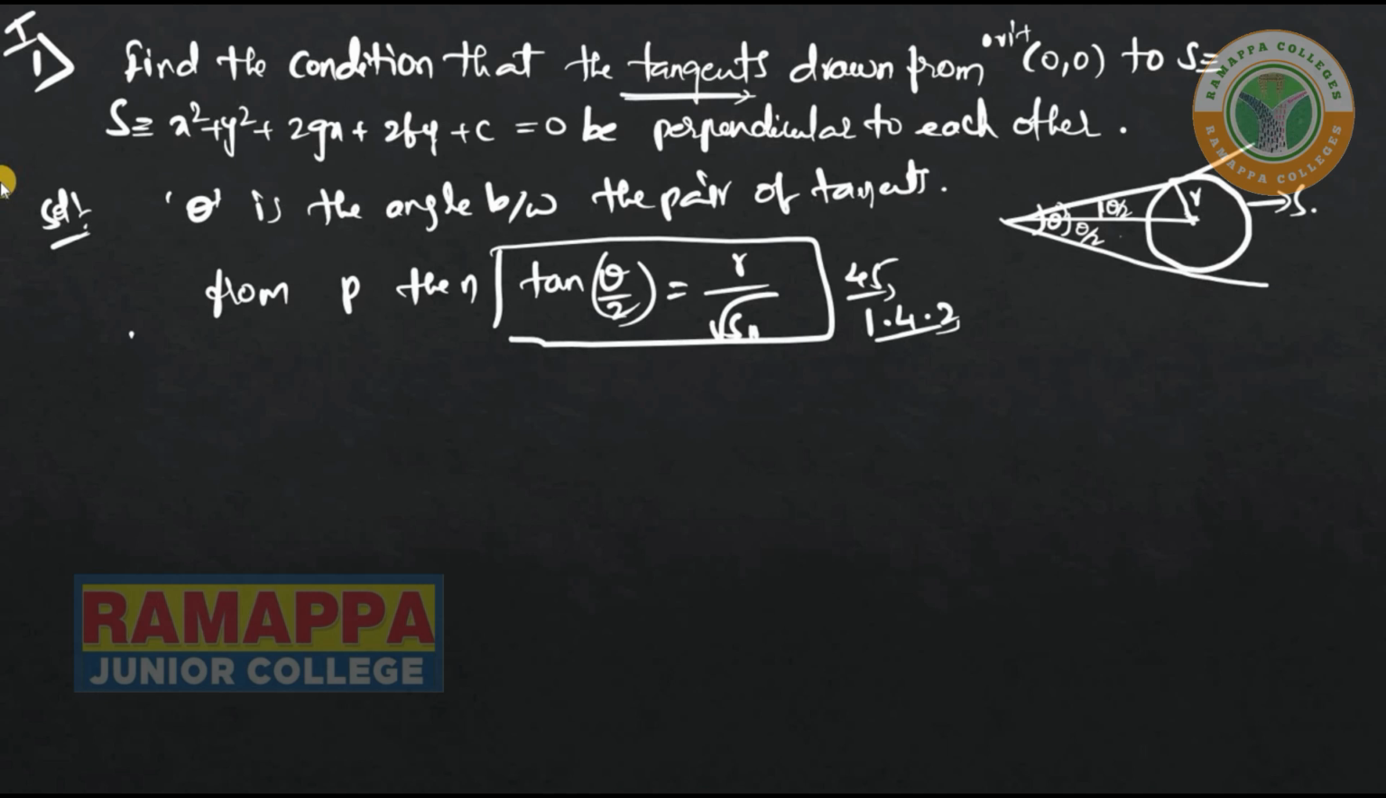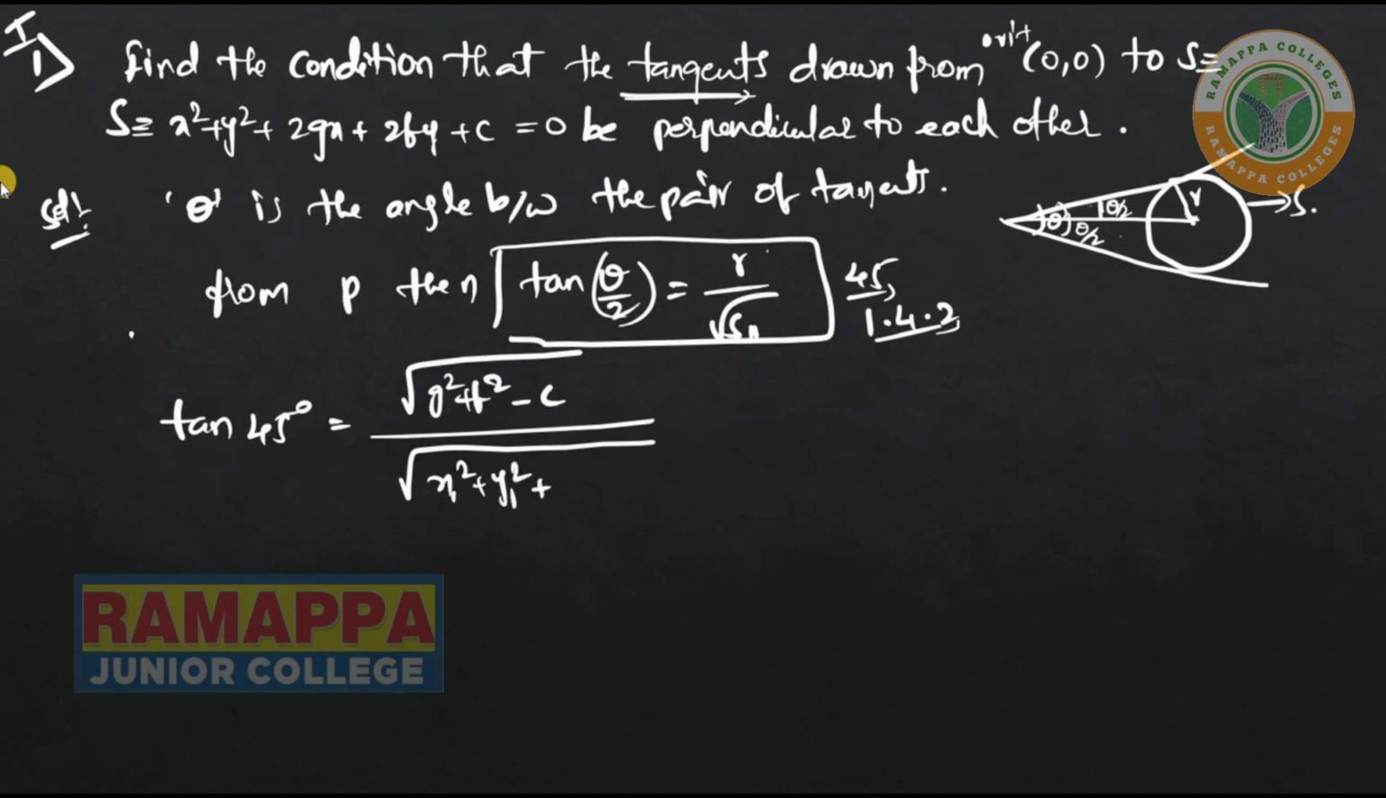Here theta is equal to 90 degrees, as with a right angle, so theta by 2 is equal to 45 degrees. Tan(theta/2) becomes tan 45 = r / √S11, where r = √(g² + f² − c) is the radius of the circle, divided by √(x1² + y1² + 2gx1 + 2fy1 + c). This is the formula, and we have to substitute the values.